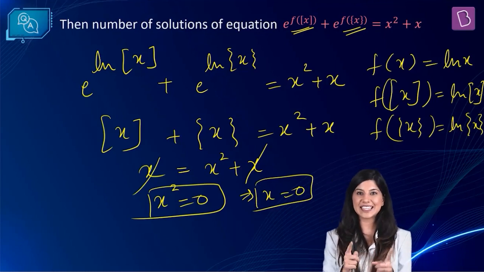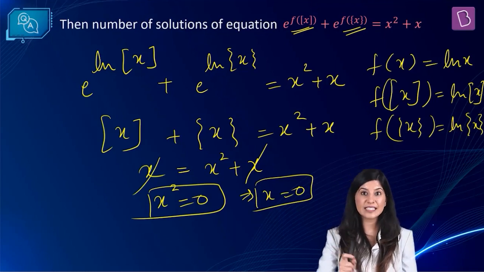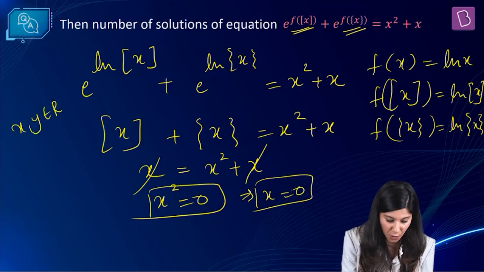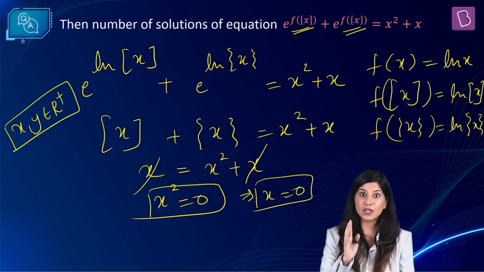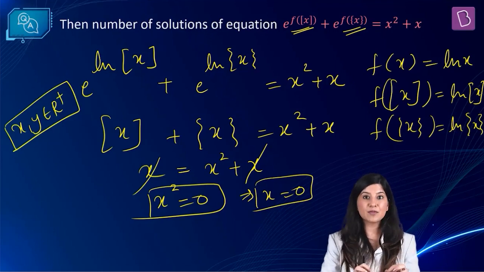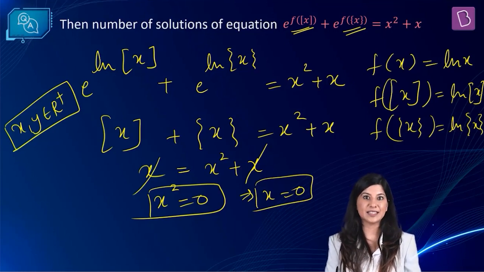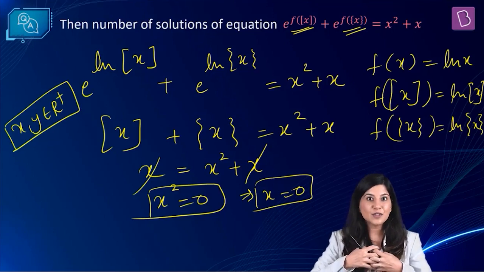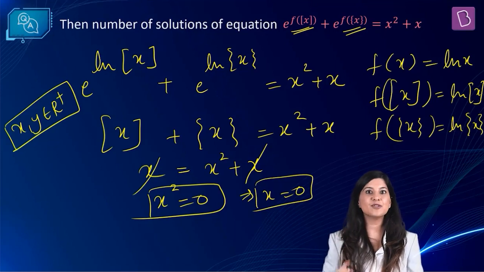But wait, there is a catch. In the very first line of the question, it is clearly mentioned that x and y both belong to R plus. Please read the question carefully. Now let me tell you, this type of little thing is important for your JEE Advanced examination, right? The moment you get x equal to 0 as the answer, you will feel like you're on top of the world, right? I've got the answer. X equal to 0 is the right answer. One solution we have got.